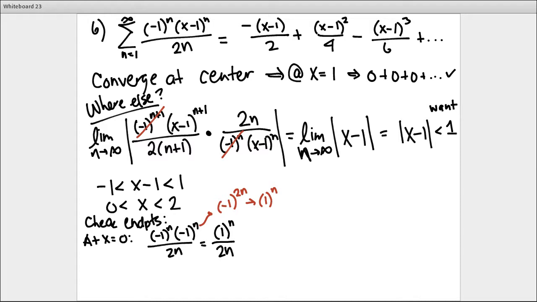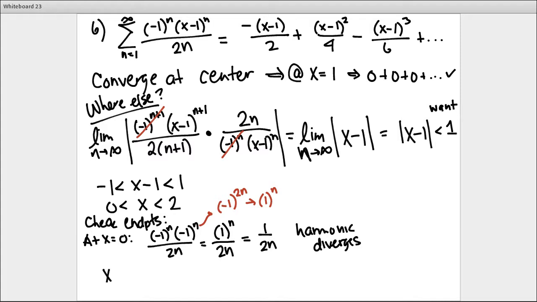All right, so what are we left with? Well, 1 to the n is always 1. So you have 1 over 2n, and that's 1/2 times the harmonic series, and it diverges. And so you're not going to include 0 there.